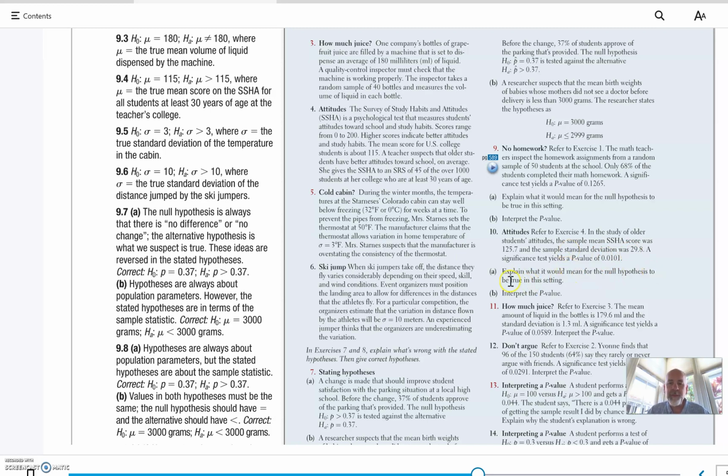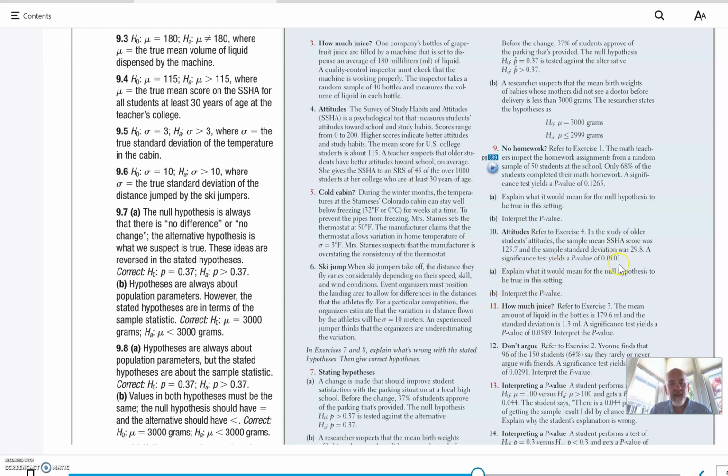What would it mean for the null hypothesis to be true in this setting? For the null hypothesis to be true, that would mean that the older students at their college are just the same as the average for everybody else, because the null is that nobody's any different, nobody's higher than anybody else. Everything's the same with the null hypothesis, and so we just assume these students are just like everybody else. The alternative is that they have better attitudes about school.